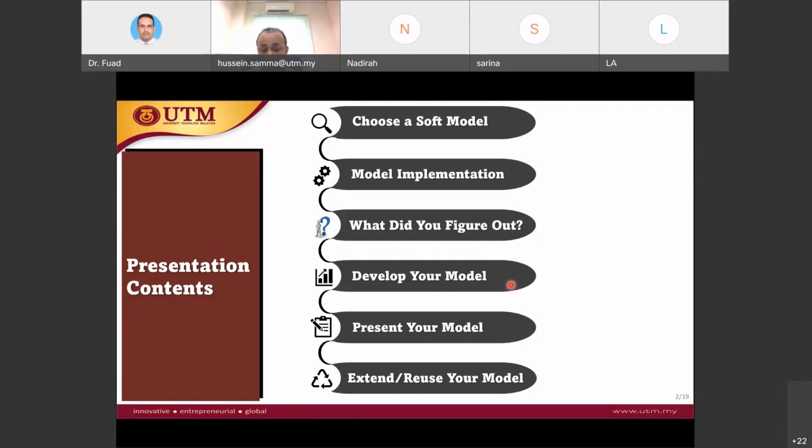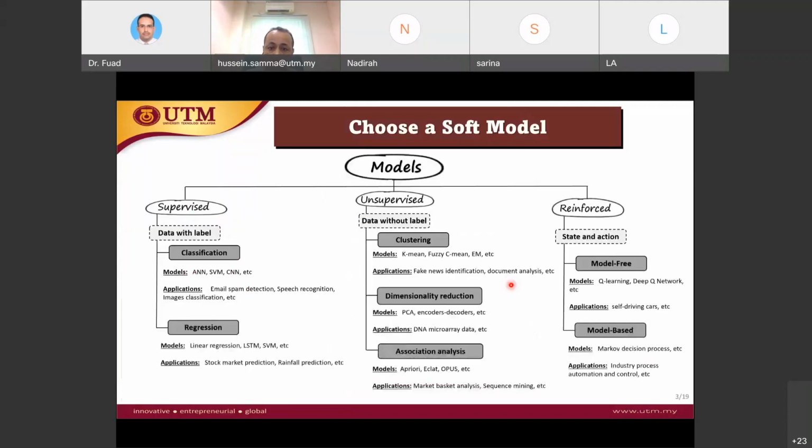Once this is finished, and assuming that you have already published your work, finally we have some tips and recommendations that you can apply in order to extend your model further, and maybe you can reuse it as it is to be applied for another application. So basically, we'll go through all these steps in this presentation. Again, the first step is choosing a soft model.